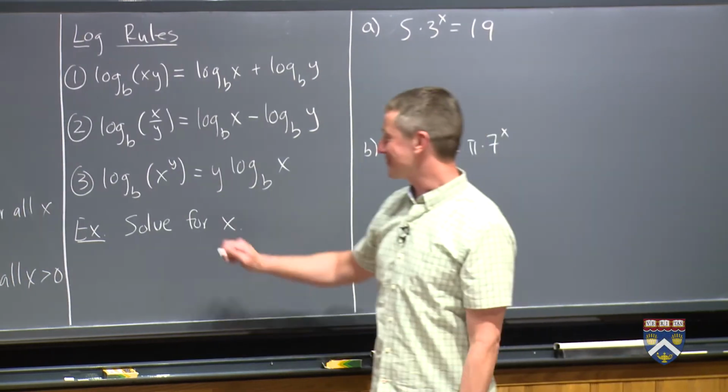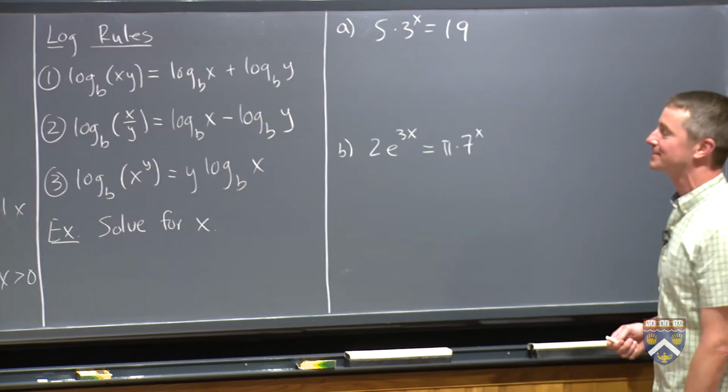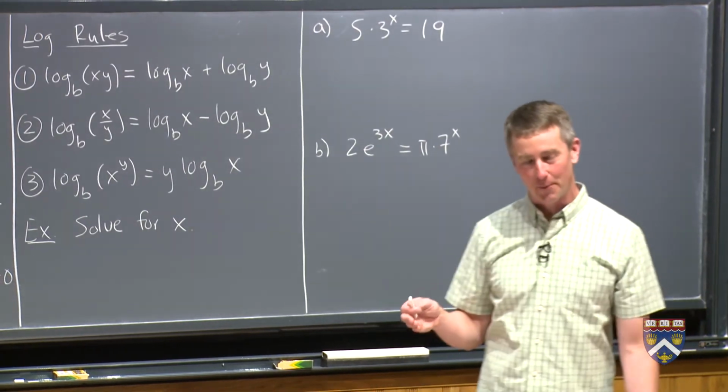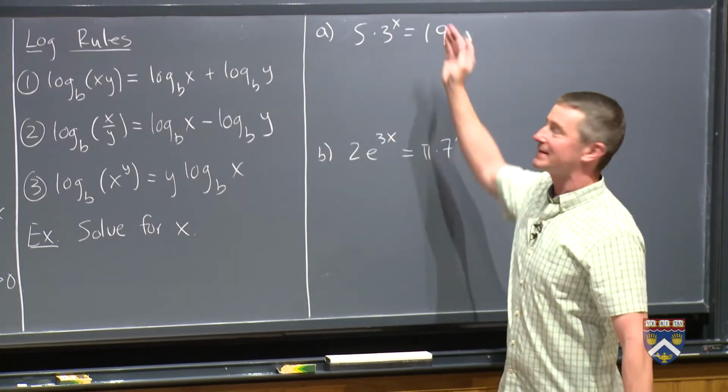Let's use these log rules to try to help us solve some equations. So this is the one we started with, 5 times 3 to the x. And you might have your own strategy. There's more than one way to do these. I'm obviously only going to write one on the board. Somehow we need to get this x out of the exponent.